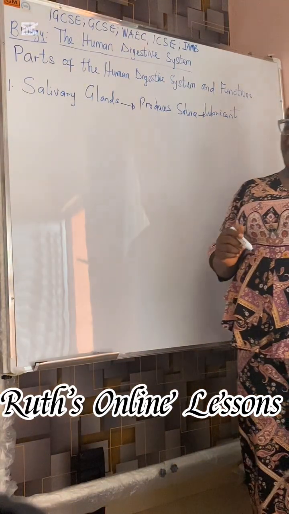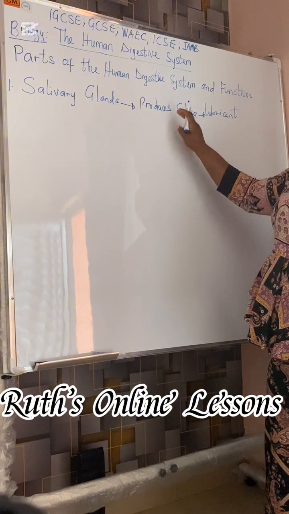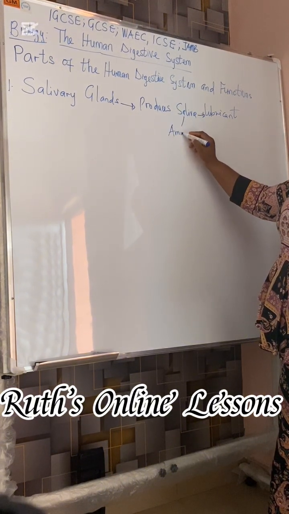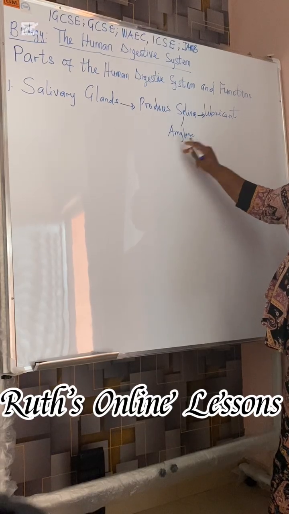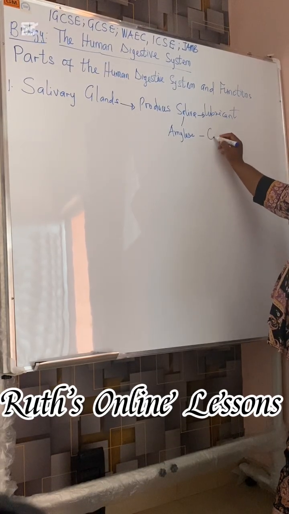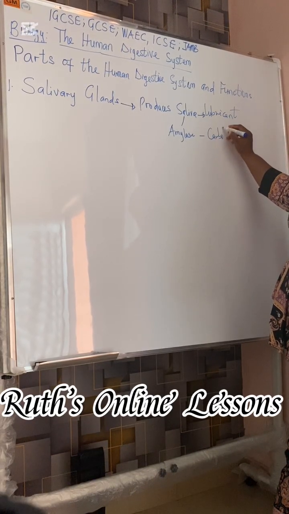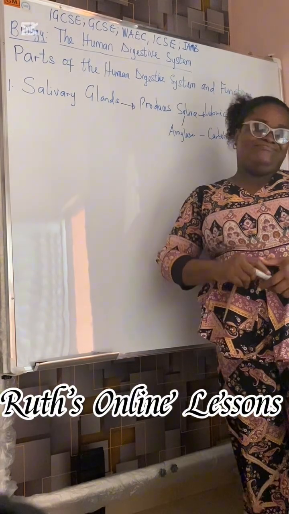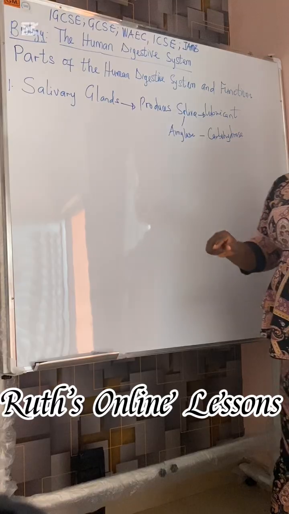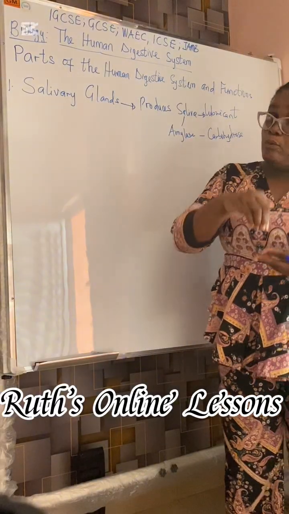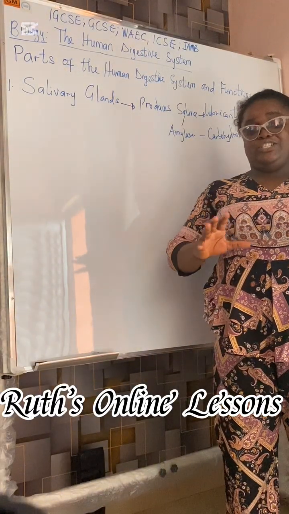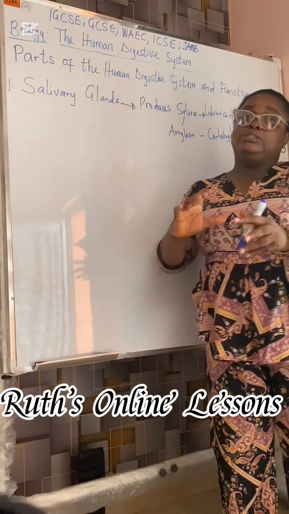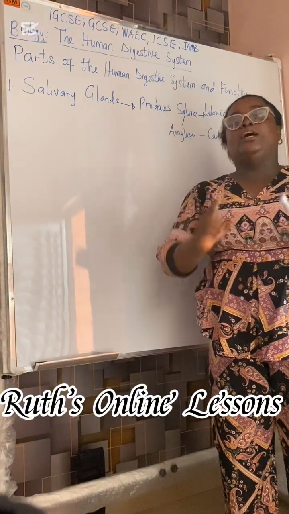Some people call it amylase. So the enzyme in saliva is amylase, and amylase is a carbohydrase. Carbohydrase enzymes are enzymes that act on carbohydrates. They act on starch. Starch is a polysaccharide. They act on starch to break starch into the simple sugar we call monosaccharide, glucose.